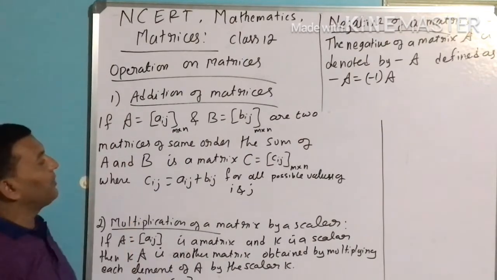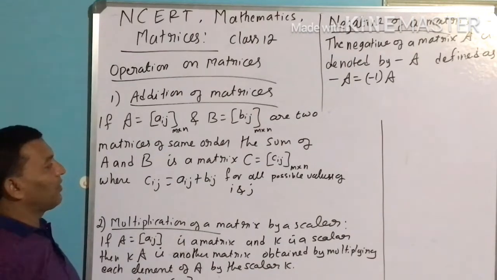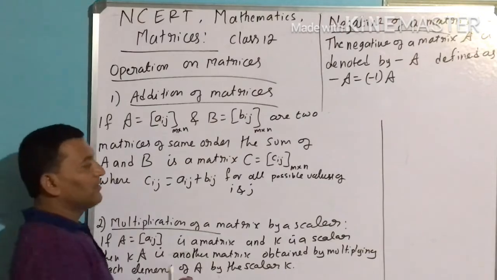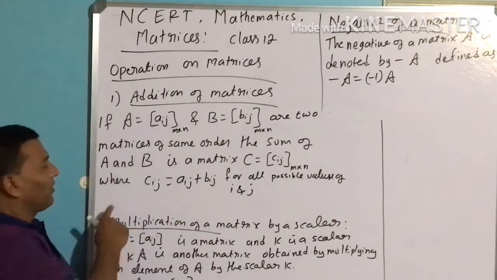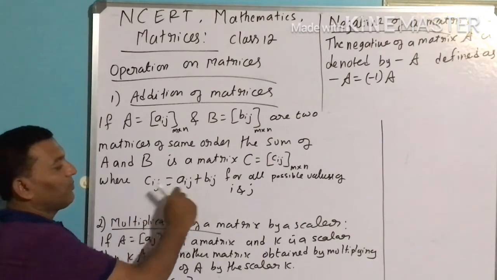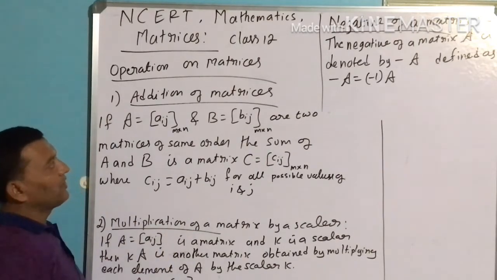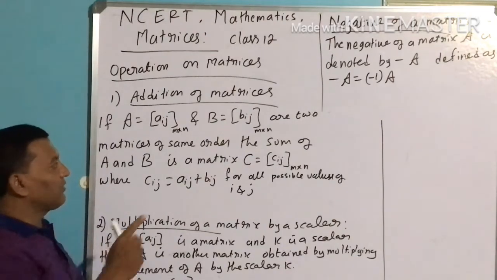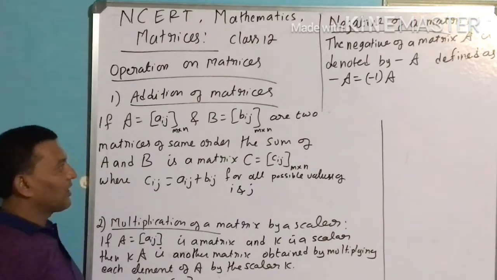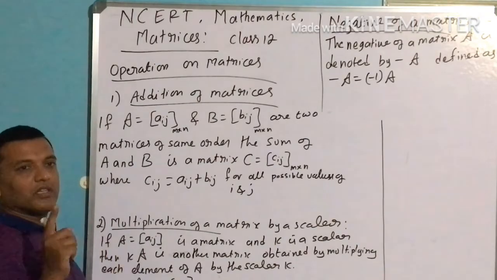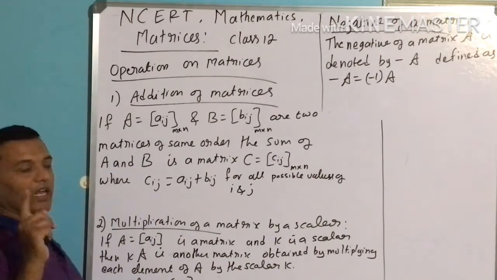If A and B are two matrices of the same order, then the sum of the matrices A and B is another matrix C, C equal to Cij, of the same order as A and B, where Cij is equal to Aij plus Bij for all possible values of i and j. Remember, to add two matrices, two conditions should be satisfied. First, they should be of the same order. Second, we should add the corresponding elements.